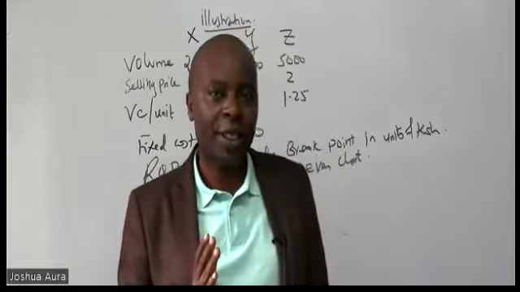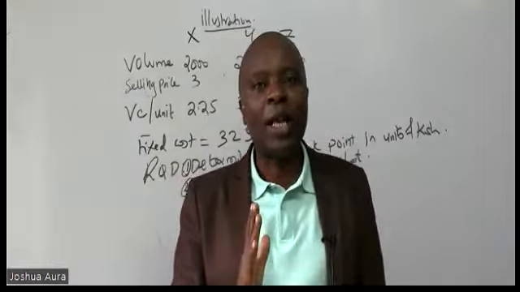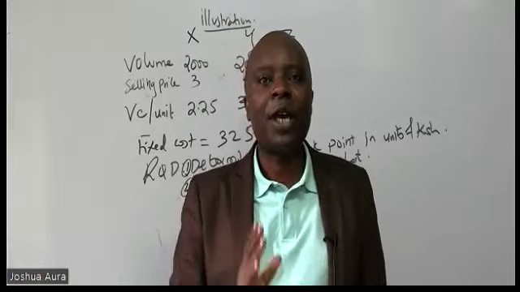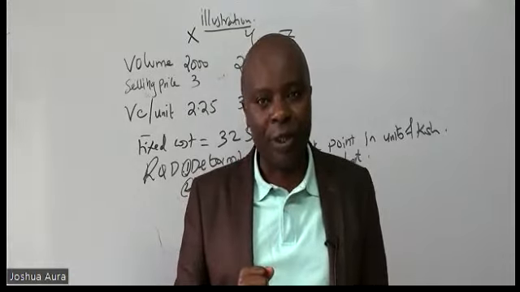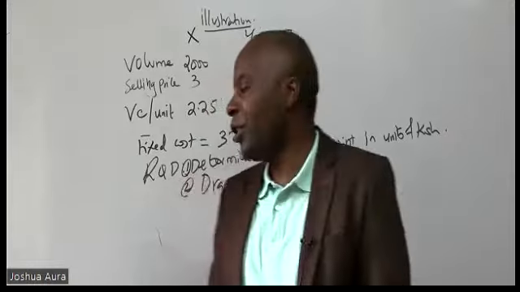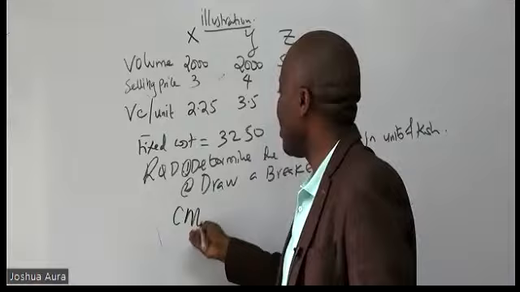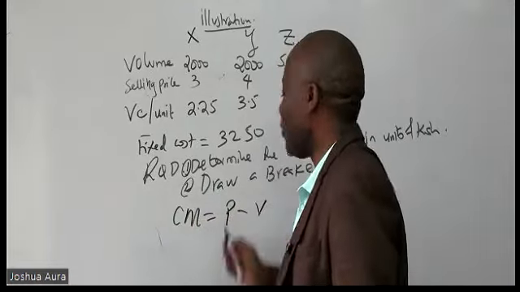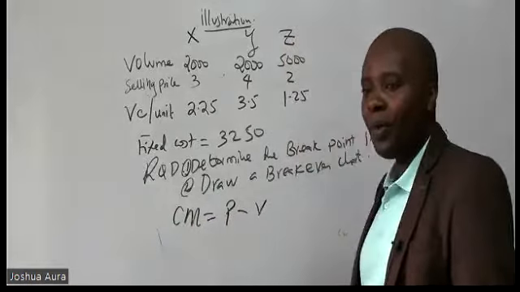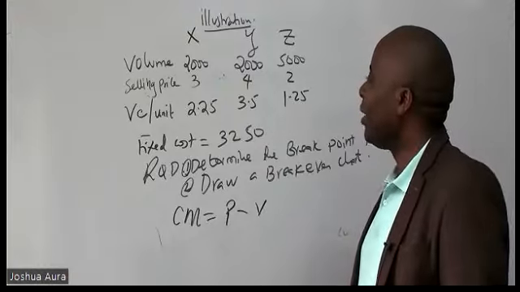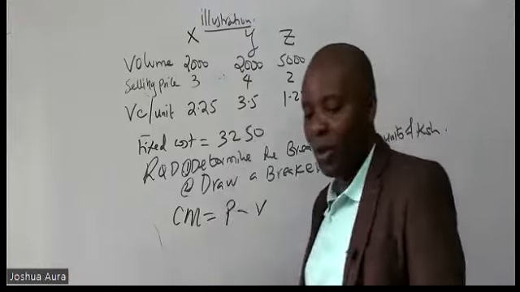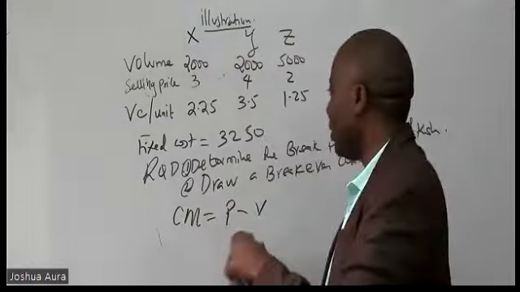Low-hanging fruits. The first low-hanging fruits that I need to come and harvest are those fruits of getting contribution margin. How do I get contribution margin for each of these products? To get CM, remember, I'll have to take price minus variable cost. I hope you already have these figures, so we shall be able to remember them when we need them.